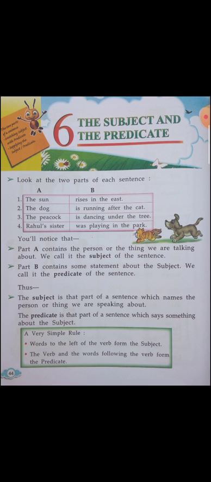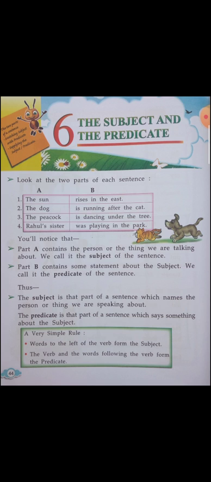Superman flew over the building. What is the verb in this sentence? Flew. What is to the left of the verb? Superman. So it is the subject in the sentence. Flew over the building is the predicate in this sentence.